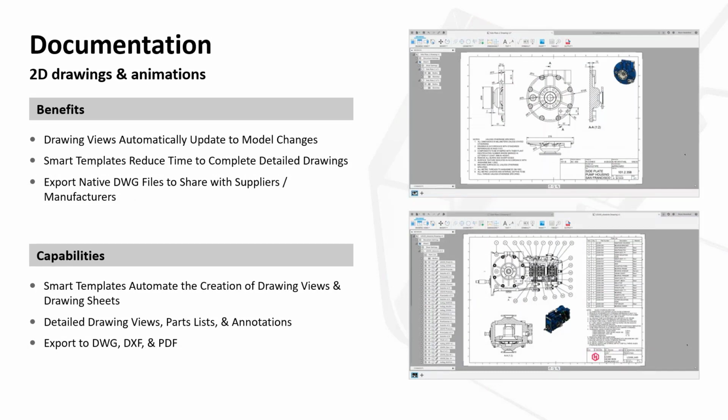Many of you still have the need to document your designs and provide those documents for manufacturing. There's automated templates to make this process fast and easy. You can quickly create your views, and of course, everything is associative back to the 3D model, so any changes that you make are going to show up in your drawings. All the annotation tools are there. You can create your parts list for assemblies, and you can still export DWG and DXF as well as PDF file types.